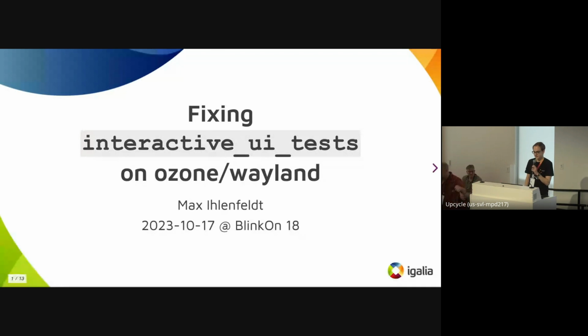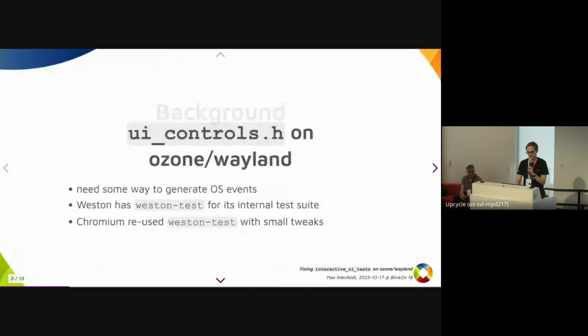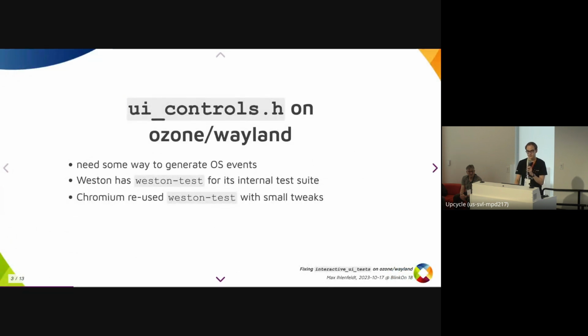Hi, I'm Max, and let's talk about interactive UI tests on Wayland. First, some background. Interactive UI tests use the functions defined in the UI controls header to generate mouse and keyboard events. But on Wayland, clients are prevented from generating events themselves. But Wayland does allow protocol extensions. And so the Weston compositor created the Weston test extension for their internal test suite, which allows clients to request the compositor to generate events for them. And Chromium tweaked this a bit and then reused it.